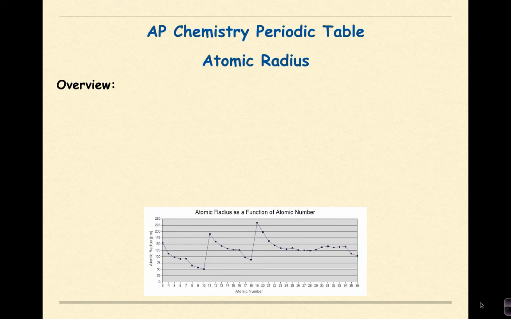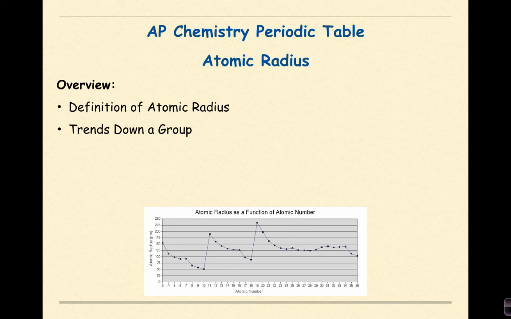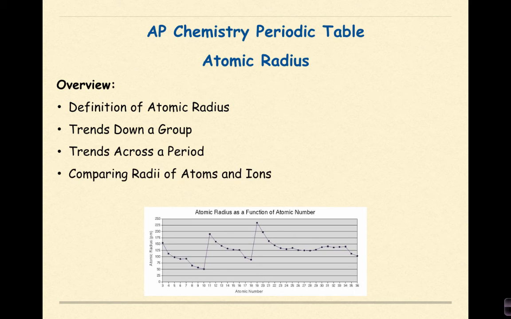Today we're going to be talking about atomic radius. Specifically, we're going to be looking at the definition of atomic radius, trends down a group, trends across a period, comparing radii of atoms and ions, and finally some periodic trends with ions.